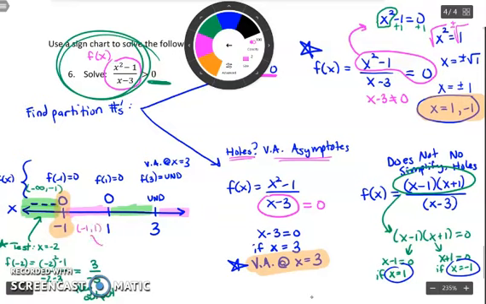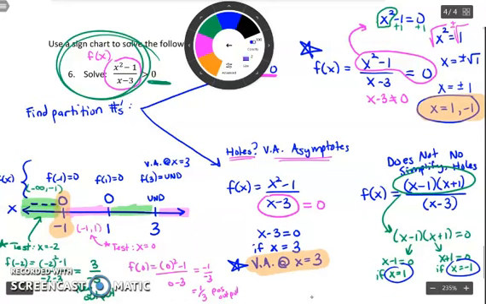So 0 would be a really easy point to test. So let's go ahead and do that. Let's test x equals 0. I'm going to plug that into my function. That would give me 0 squared minus 1 over 0 minus 3. That's a -1 over -3. That's a positive 1/3. So now I have a positive output. So my output did change sign.